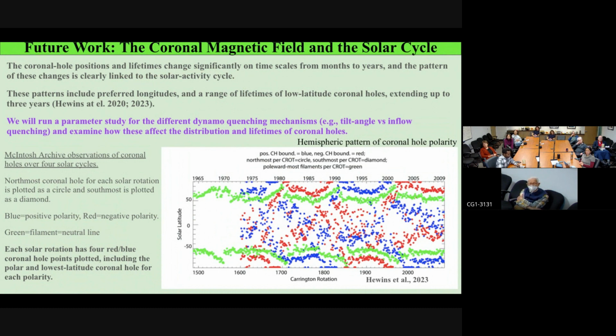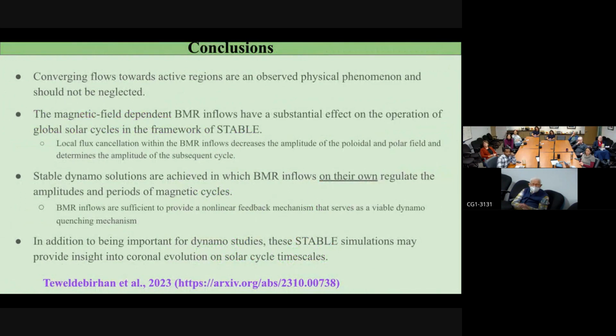This shows the butterfly diagram and the hemispheric pattern of coronal holes, and with different parameter studies we can determine whether it depends on the tilt angle or the inflow. So that will be the future plan: to determine the coronal holes constrained on a STABLE or Babcock-Leighton dynamo.